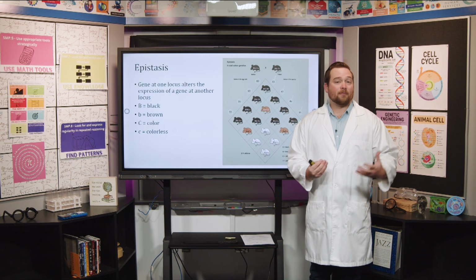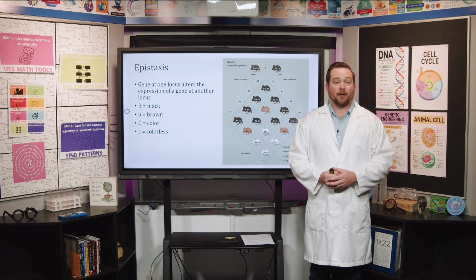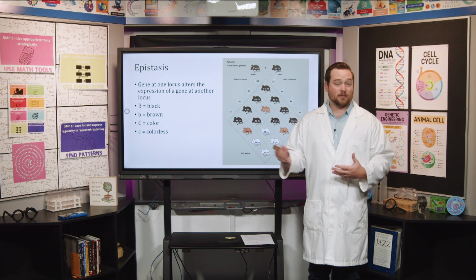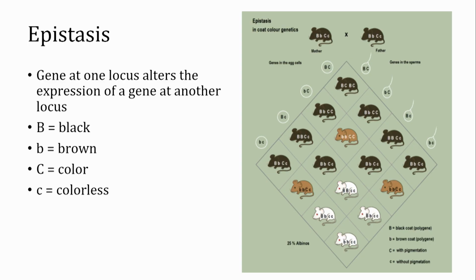So another type of inheritance pattern I wanted to talk about is something called epistasis. And what's going on here is, if you look at these mice, there are two genes controlling the color of these mice. If you look at the side there, we've got big B and little b. The big B stands for black fur and the little b stands for brown fur. Those work just like your typical dominant and recessive alleles.